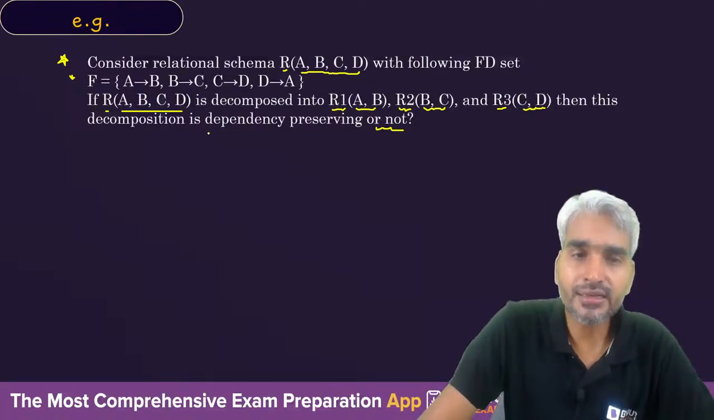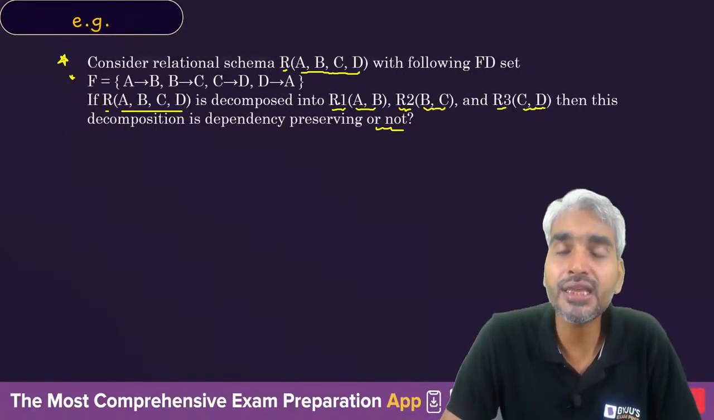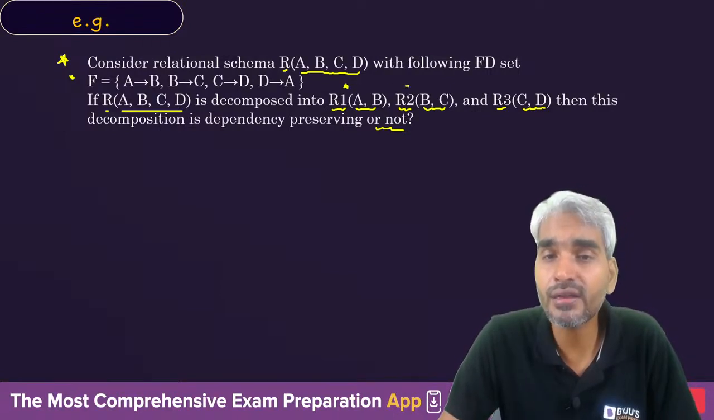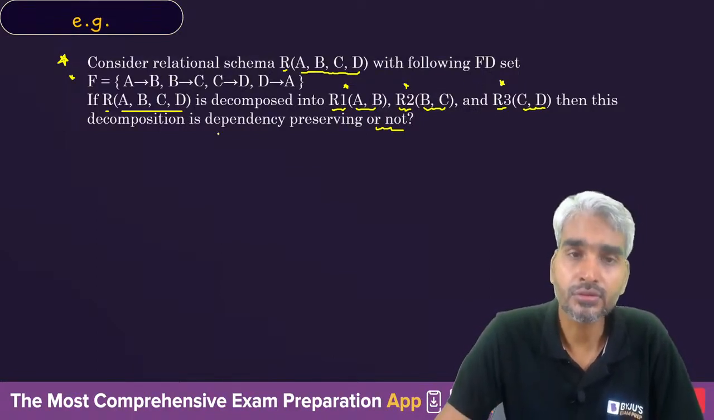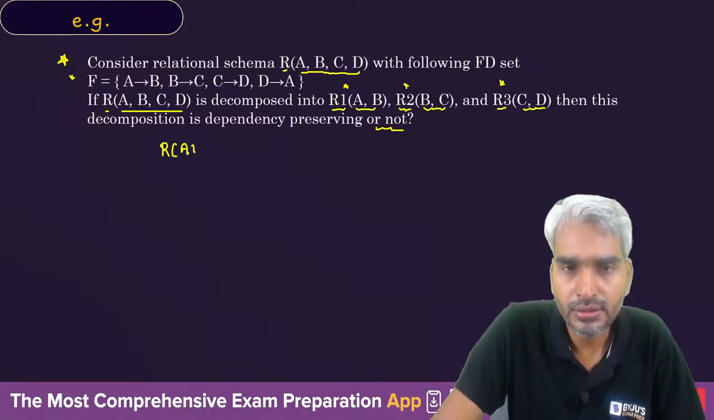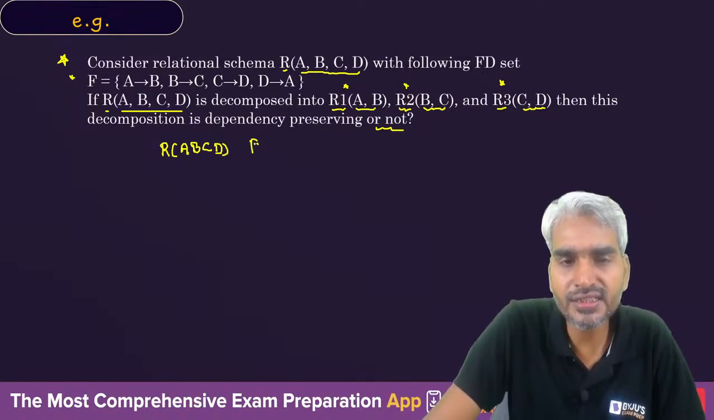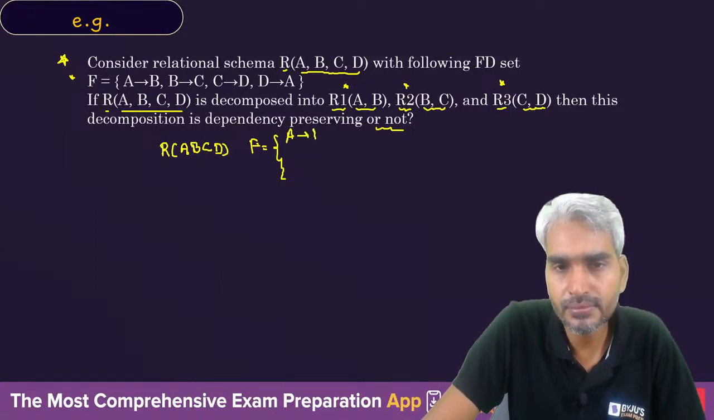So to check whether it is dependency preserving or not, first of all, we need to identify the FD sets of these subrelations R1, R2 and R3. See, this is a relation R with attributes A, B, C, D. The FD set of this relation is as given: A implies B, B implies C, C implies D, and D implies A.